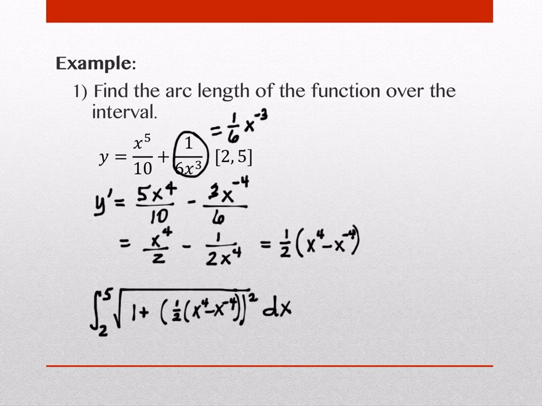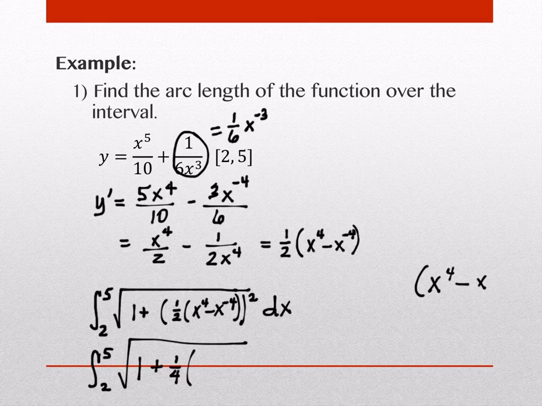Okay, are you guys ready to get started? Here's some cool stuff about this particular one. We've still got the integral from 2 to 5. We've still got the square root. I'm not going to have to deal with that for a little while, and I've got the 1 plus. Obviously, if I take the 1/2 and I multiply it by itself, I have 1/4. If I have, and I do have, x to the 4th minus x to the negative 4th, and I multiply that by itself, what am I going to get?